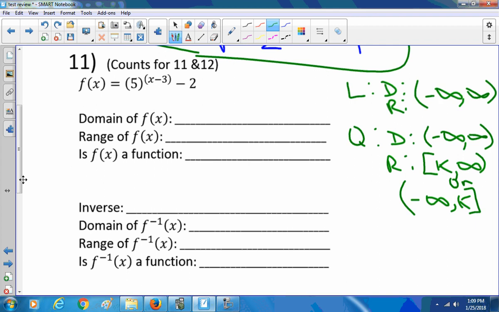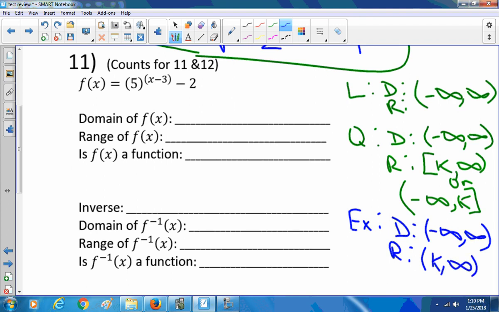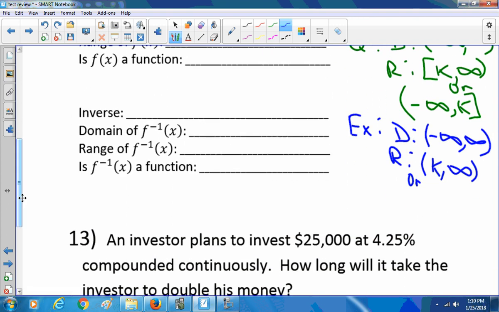Exponential. Your domain is always negative infinity to infinity. Your range is going to be the same thing as quadratic. The difference is it's not included because there's going to be an asymptote. Scroll back up in a minute. Or negative infinity to k. The only difference between quadratic and exponential is the bracket.